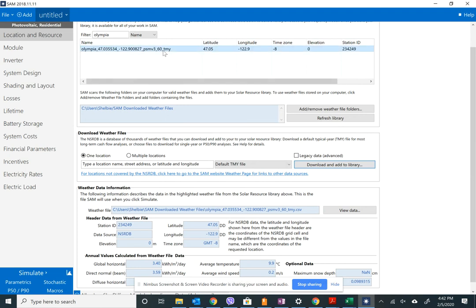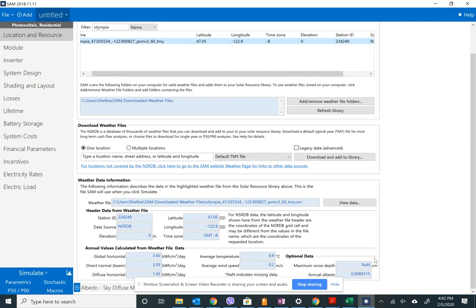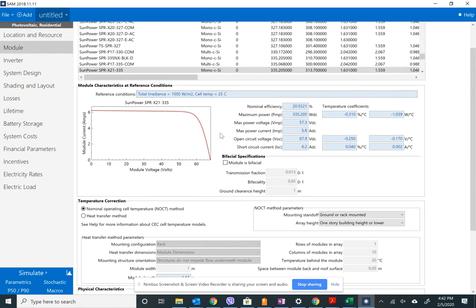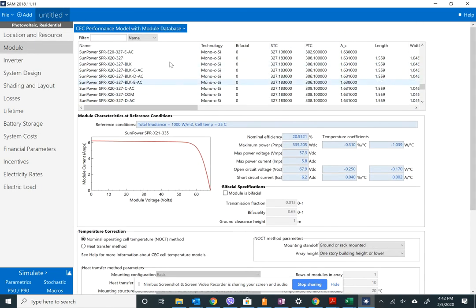Okay. So I've got mine here. And all this stuff that's blue, you can't change it. It's just part of the file that you downloaded, so that's fine. Then you go to module over here, and you have this whole list of different models of solar panels. You can sift through here if you purchase one, and it already includes all of the parameters, like right here, PMPP, VMP, IMP, VOC, ISC, temperature coefficients, all of that.